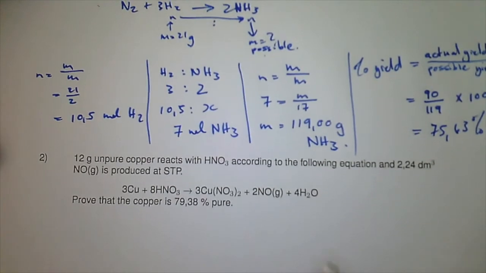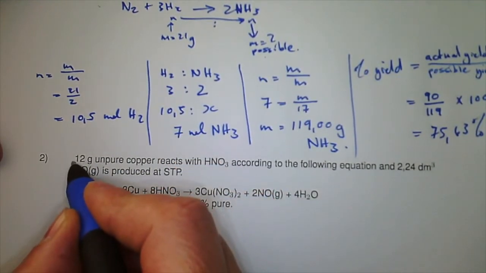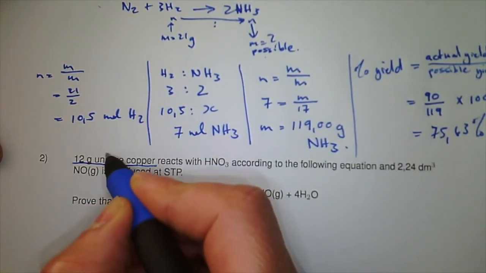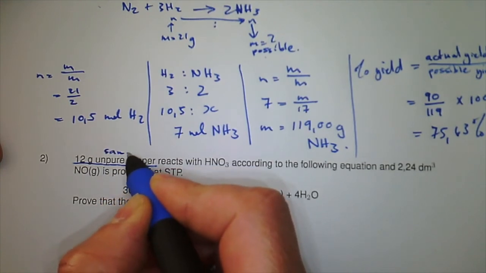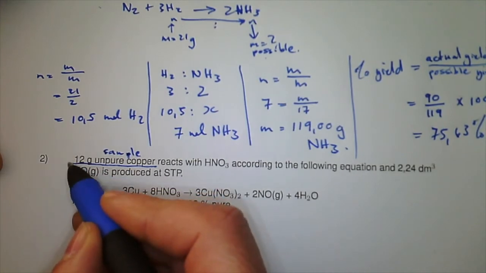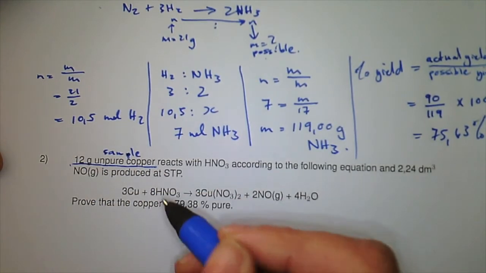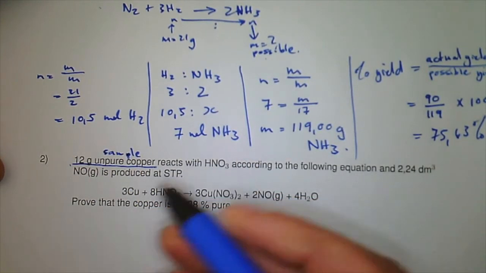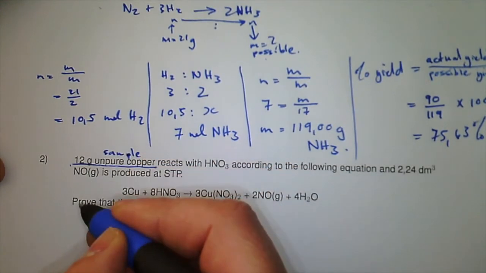They tell you 12 grams of impure copper. Immediately, that is your sample. Don't go using it in an equation. If it's impure, only part of the 12 will be copper. And how do they determine what is copper? We are going to work back.